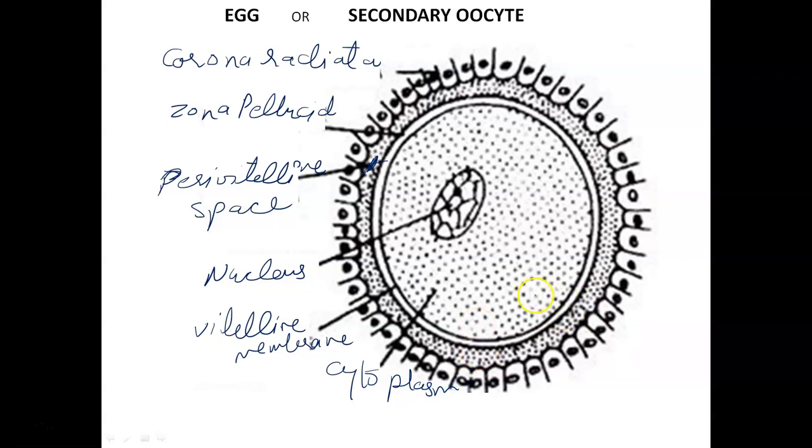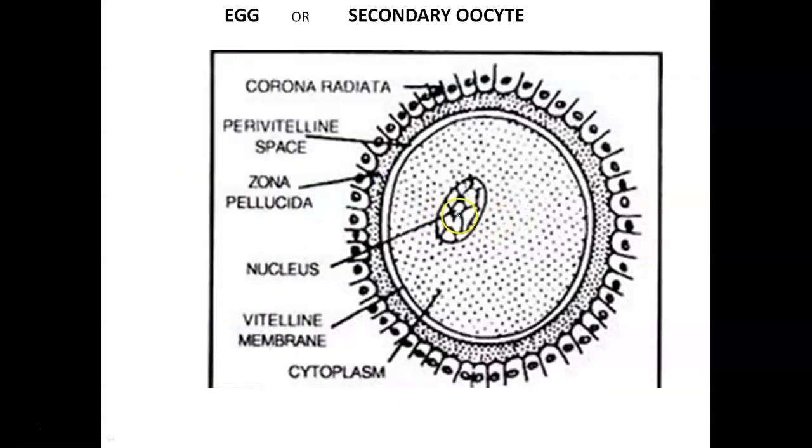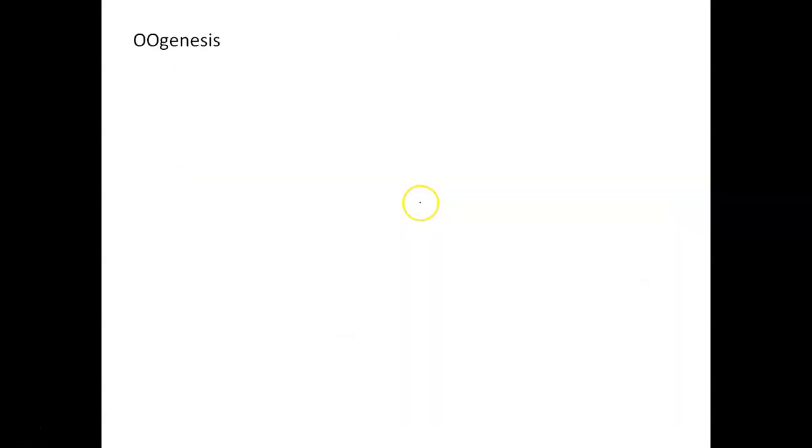Just before the fertilization, the second meiotic division will occur in the secondary oocyte, because the first meiotic division completes and the secondary oocyte is formed. This nucleus divides and gives rise to two daughter nuclei, and then the polar body will degenerate and the egg nucleus will combine with the sperm's nucleus. Okay, now these are the labeling again.